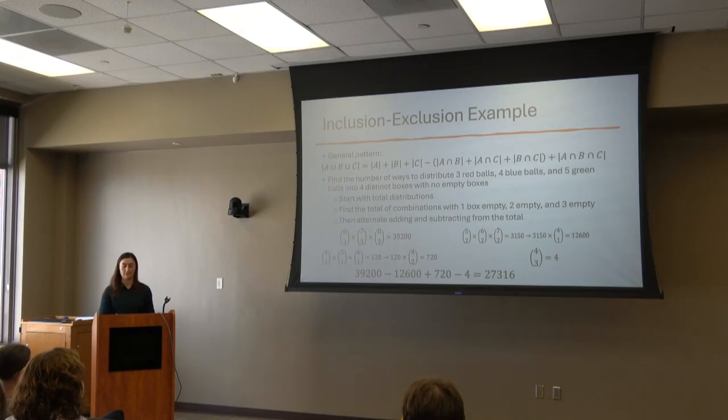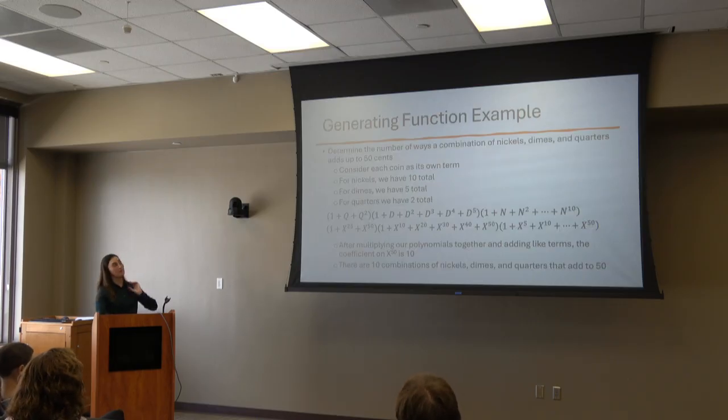And then we get our 27,316 different ways that we can distribute those different colored balls into those boxes. And finally, we have generating functions. And these are polynomials constructed in a way that the coefficients provide answers to combinatorial problems.